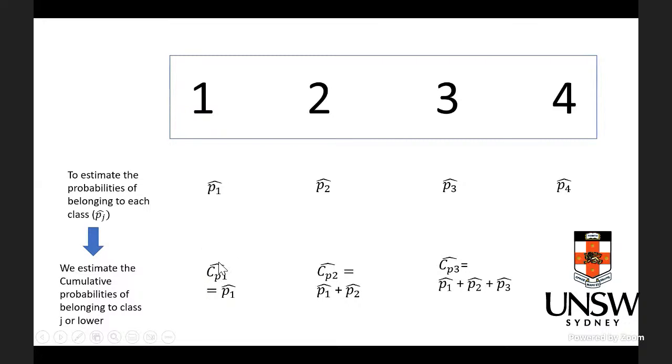So we're going to try and estimate CP1, the cumulative probability of belonging to class 1 or lower. That's just P1. CP2 is the probability of belonging to class 2 or lower. So that's P1 plus P2. And CP3 is the probability of belonging to class 3 or lower. So that's P1 plus P2 plus P3. I can't remember if I said the right things then.